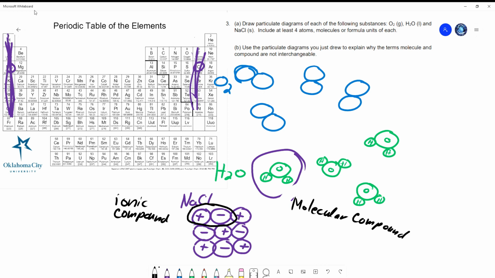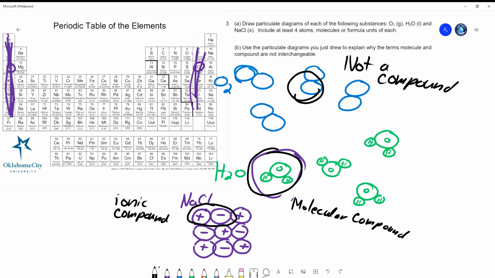So they are not interchangeable because O2 contains molecules, which is what this is, but it is not a compound. H2O is a compound and contains molecules, but NaCl is a compound that does not contain molecules. So molecule and compound are not the same thing. A molecule can be part of a compound, but just because it's a compound doesn't mean it's going to have molecules.